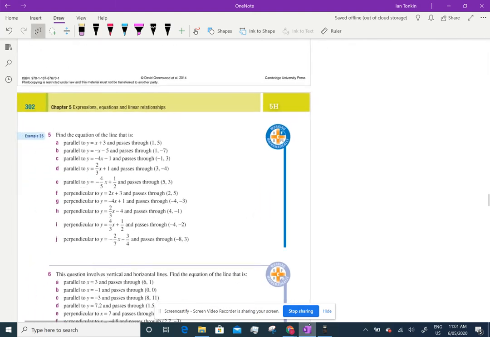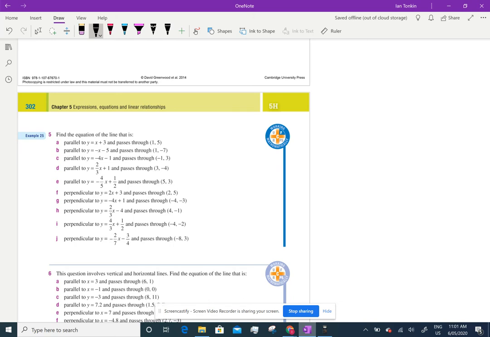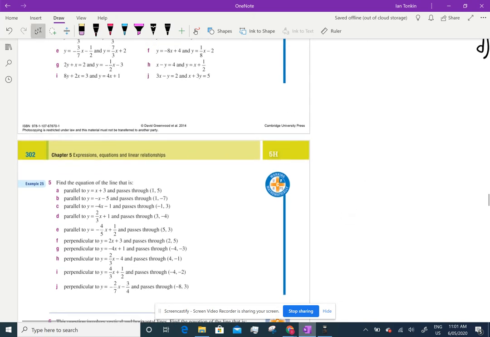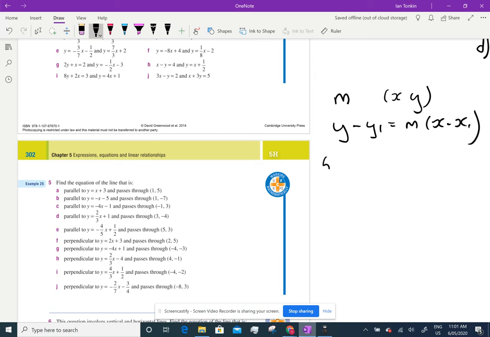Righto. Now, question 5. Remember, if you have the gradient and a point, so if you have m and x, y, you are going to use this, y minus y1 equals m outside of x minus x1. Righto. So, here we go, 5a.